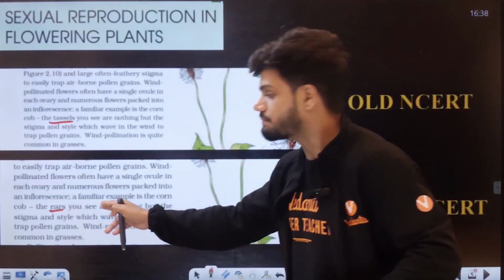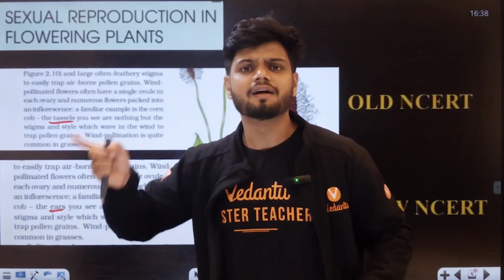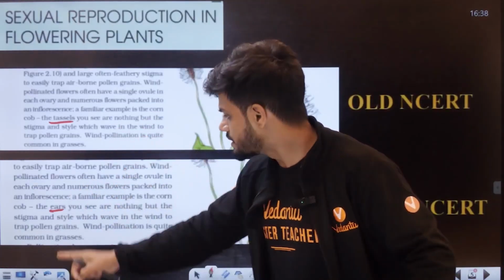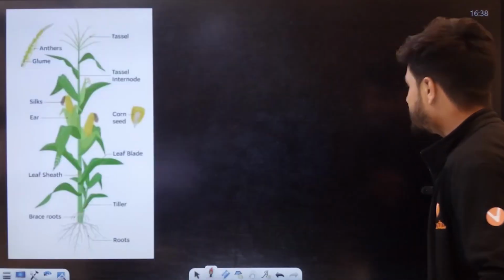That is the ear you see. And the ear is actually the female flower. Ear and silk are the female flower, which has the entire stigma and style here. You can see here also, students.